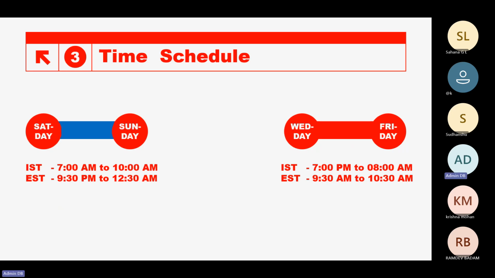Now coming to the time schedule, we will have class on Saturday and Sunday. Timing will be 7 a.m. to 10 a.m. IST, almost 3 hours. It might be a little bit up and down, but mostly it will be near 3 hours. And Eastern time will be 9:30 p.m. to 12:30. For EST, I think it's a bit late at night, but I need to adjust with both IST and EST. So this time I think should be good for everyone.